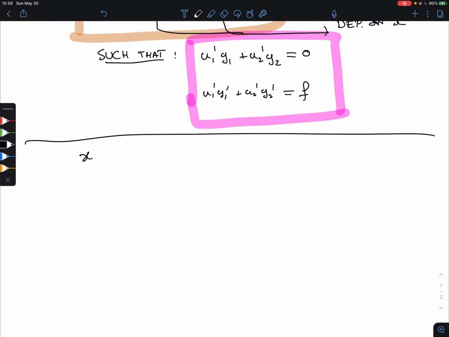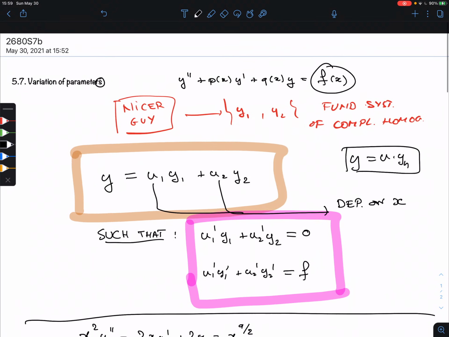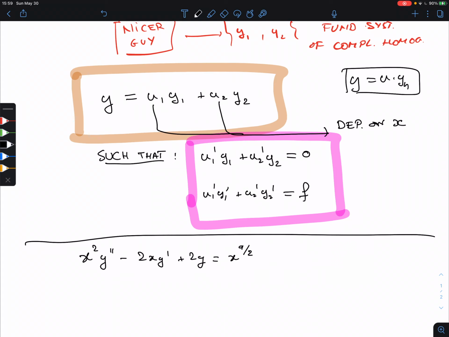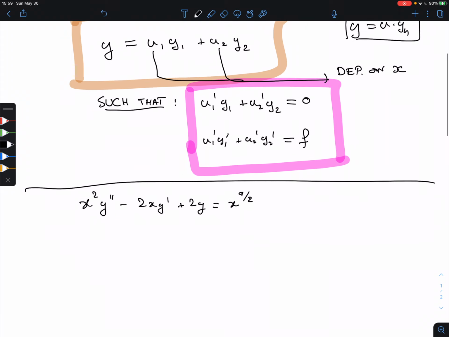We have the equation x squared y double prime minus 2x y prime plus 2y equals x to the 9 halves. So again, this is not constant coefficients, so we cannot use that method. You should be a little bit careful. We have to write it in the standard form here. A textbook uses the other form, but it comes down to the same thing, because this f here is the f when you write in standard form. This is not standard form.